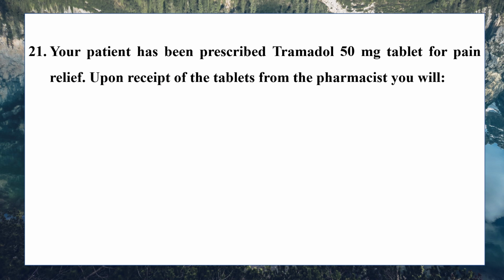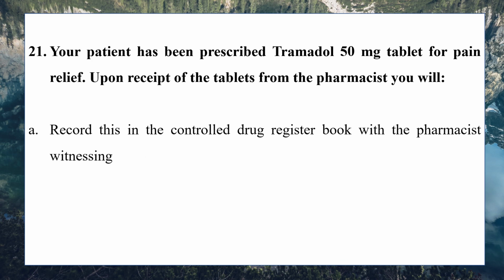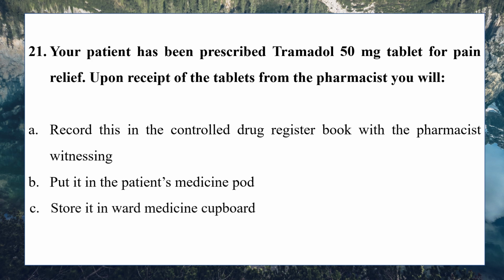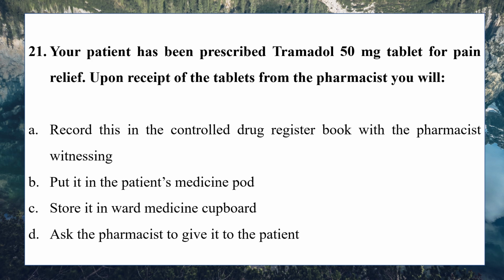Your patient has been prescribed tramadol 50 mg tablet for pain relief. Upon receipt of the tablets from the pharmacist, you will: Option A. Record this in the controlled drug register book with the pharmacist's witnessing. Option B. Put it in the patient medicine locker. Option C. Store it in the ward medicine cupboard. Option D. Ask the pharmacist to give it to the patient.